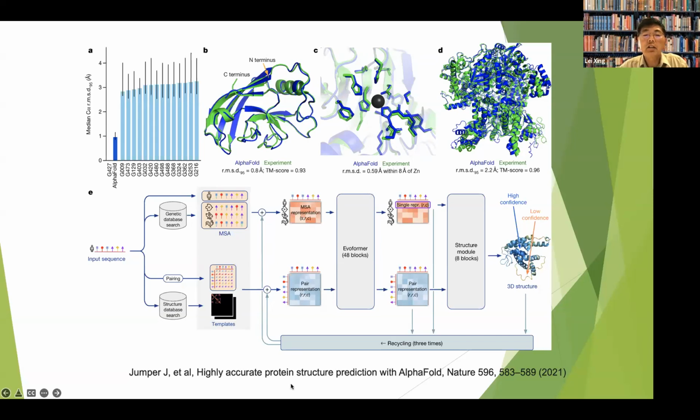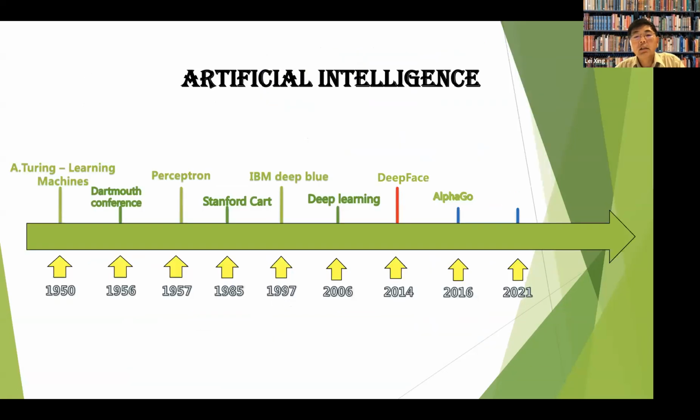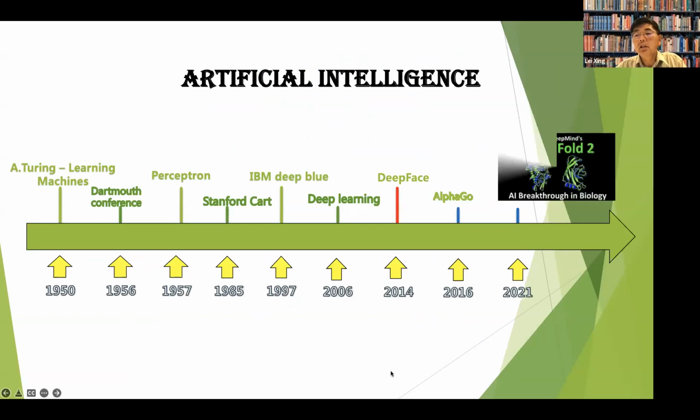And this is actually the new AlphaFold 2 algorithm. The first generation was made publicly available. The second generation actually is not publicly available yet.